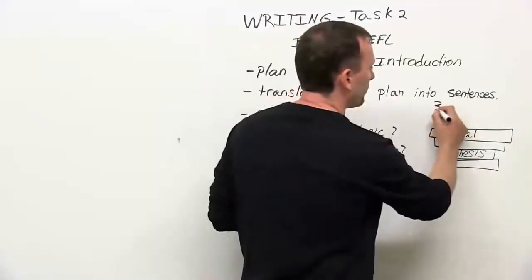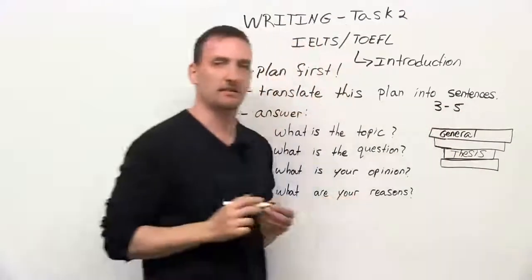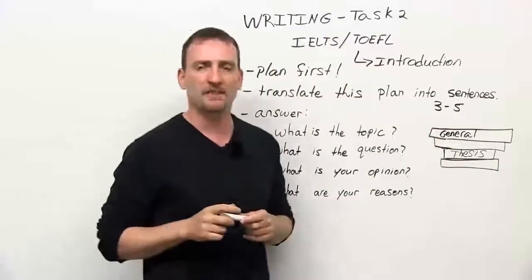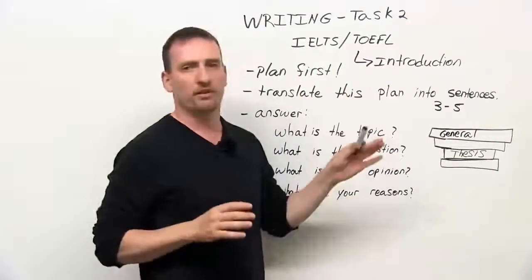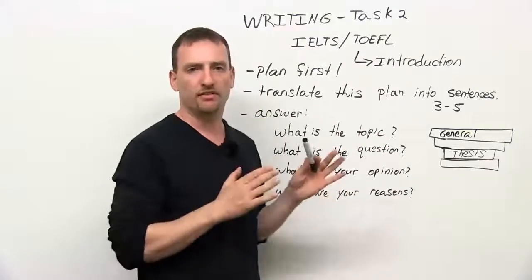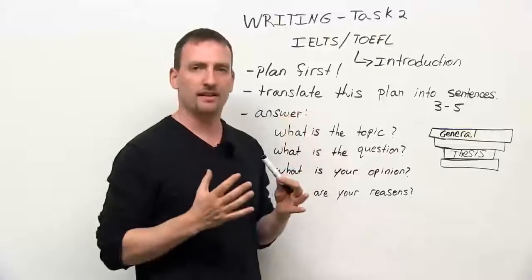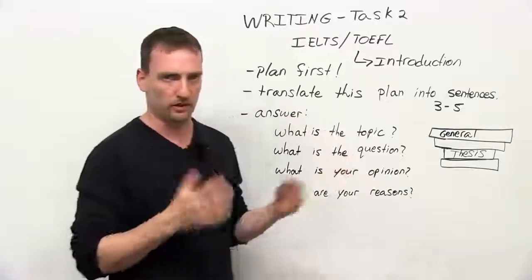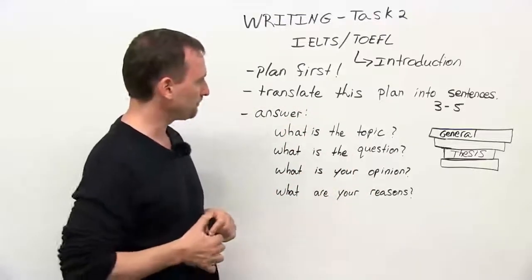You're basically going for 3 to 5 sentences. Less than 3, you missed something, you didn't do enough. More than 5, you're wasting words, you don't have time, don't worry about it. 3 to 5, get down what you need to get down. Get into your body paragraphs where you're going to be writing the most, okay?